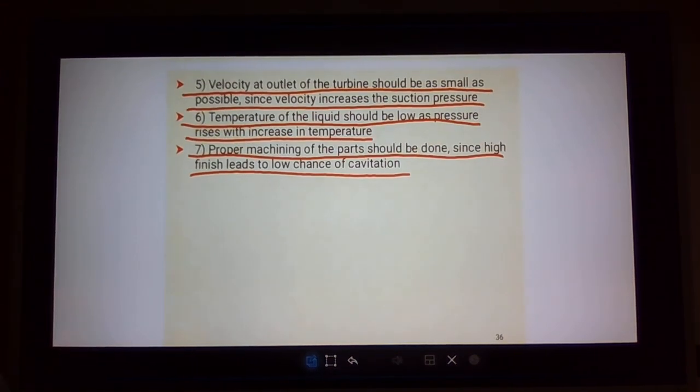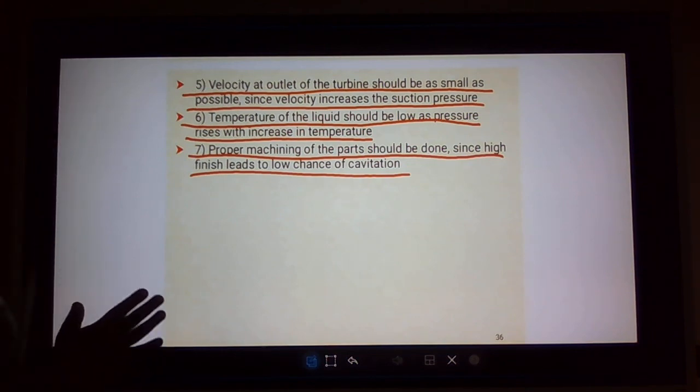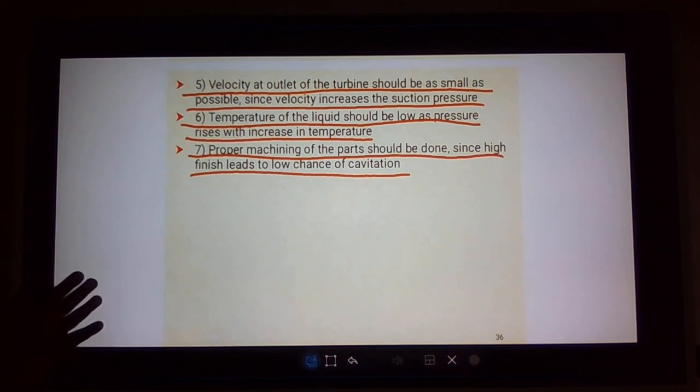So we studied cavitation, then the effect of cavitation, then detection of cavitation, and methods to reduce cavitation, or methods to protect from cavitation. Okay, so that's all for cavitation.